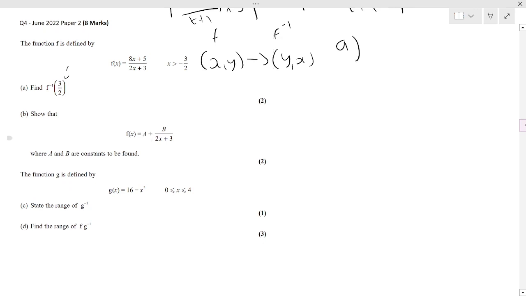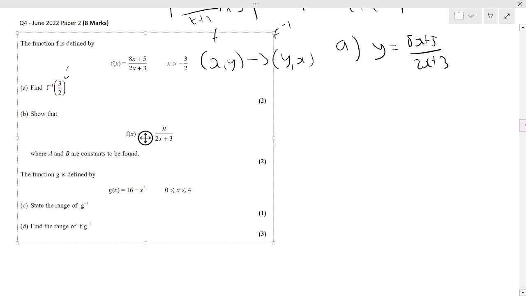Alternatively, and this is the way I'll do it because I think a lot of people would be more comfortable with it, is to simplify the generic function f inverse. Say y is f of x, so y is 8x plus 5 over 2x plus 3. Then rearrange to get x in terms of y, because they switch roles. And that's your inverse, and then you can just plug in 3 over 2.